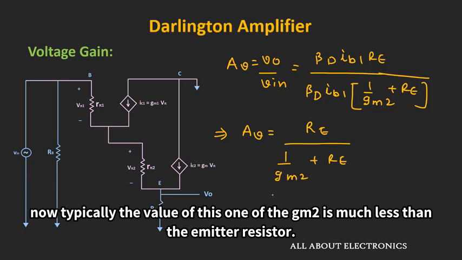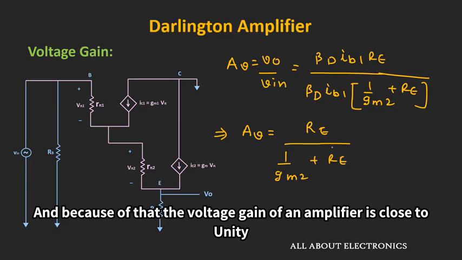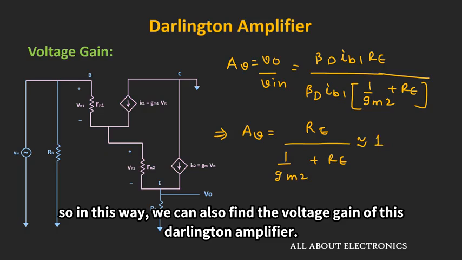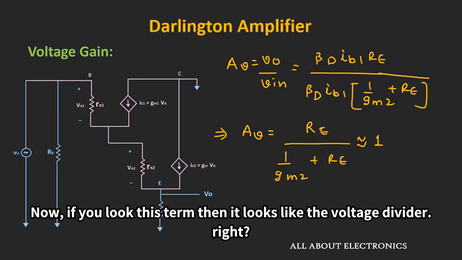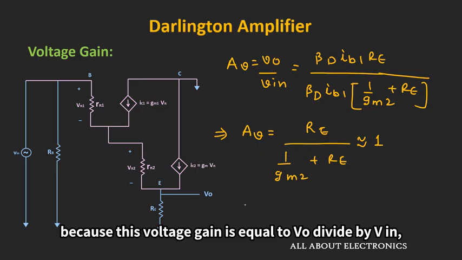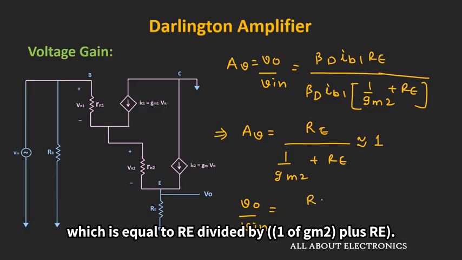Now typically the value of this 1 over GM2 is much less than the emitter resistor, and because of that the voltage gain of this amplifier is close to unity. So in this way we can also find the voltage gain of this Darlington amplifier. Now if you look at this term, then it looks like the voltage divider, right? Because this voltage gain is equal to Vout divided by Vin, which is equal to RE divided by 1 over GM2 plus RE.